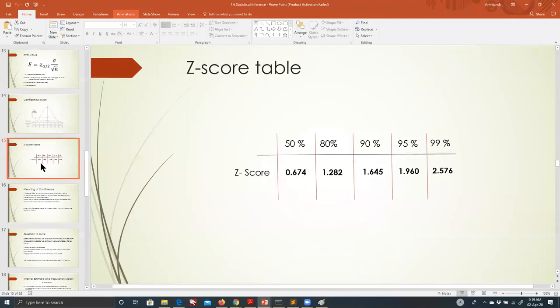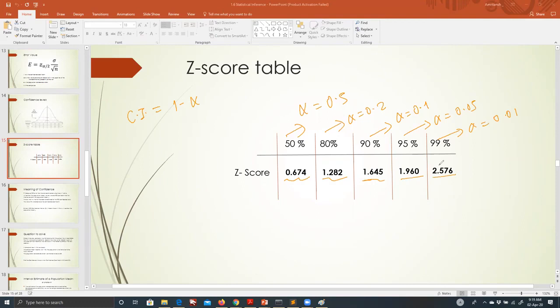Let me give you some z values by default. When you have alpha or alpha by 2, let's start with alpha as 0.2. Remember, this percentage, 80% CI, confidence interval, our confidence is 1 minus alpha. Here alpha is 0.2, here alpha is 0.1, here alpha is 0.05, here alpha is 0.01. Now z value is given for all of them, and I will also show you the similar thing in the chart as well.